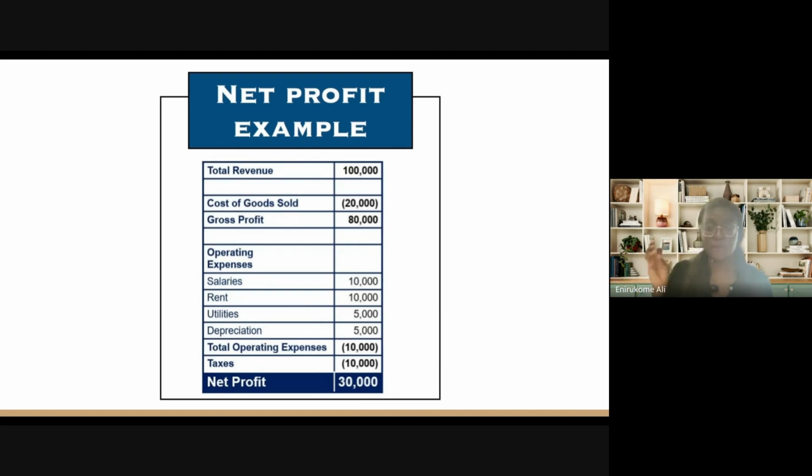But the key thing is that you're removing all the expenses from the business as it is incurred on a monthly basis, to then say, okay, at the end of June, my net profit was 30,000 naira. At the end of April, my net profit was 40,000 naira. How do I then get to maybe 50,000 naira in July? Or how do I maintain this tempo? How do I grow my business? That's one of the importance of getting your net profit, which we'll be looking at in the next slide.